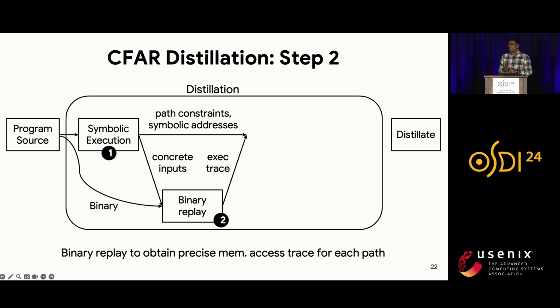In the second step, CFAR replays the binary of the code with these concrete inputs. And the reason CFAR does this is to take into account parameters such as how the compiler optimizes the code, and also be able to look into features such as what memory accesses were actually accessing memory as opposed to registers.